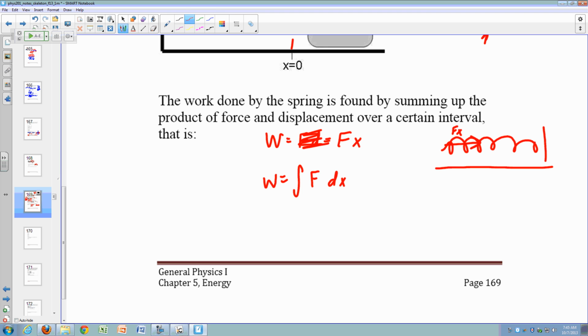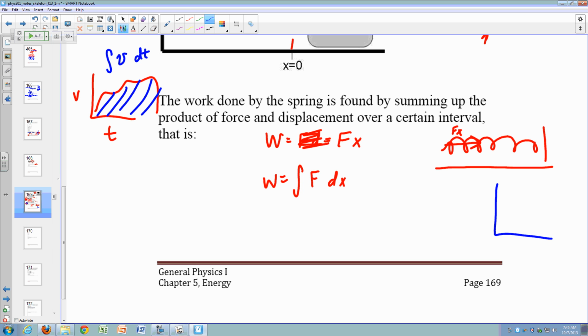We saw this when we were doing kinematics graphs. Remember we did v versus t graphs? And we said that the area under that graph is the same as an integral. Like the area under the graph is the integral of v times dt, right? And so that's the same thing here. It's like we're plotting f versus x. As x increases, f increases. And so when I take the integral of f times x, I'm taking the area under this graph. And the area under that graph is the work done.